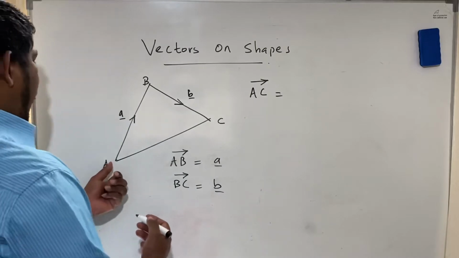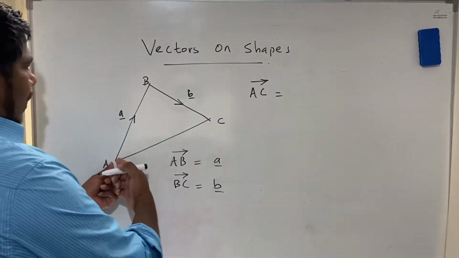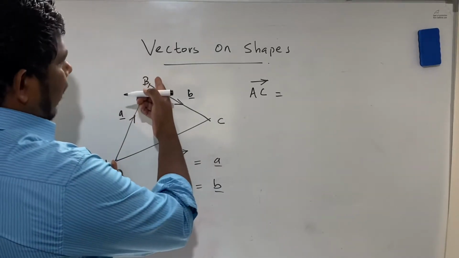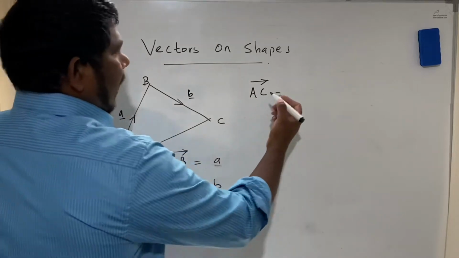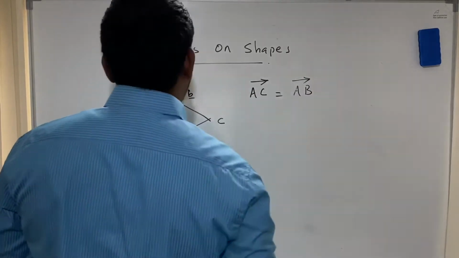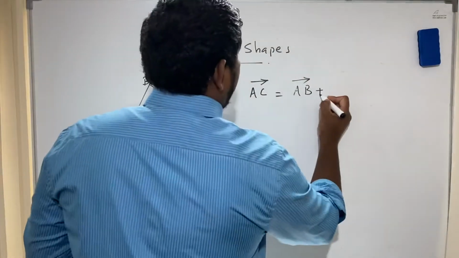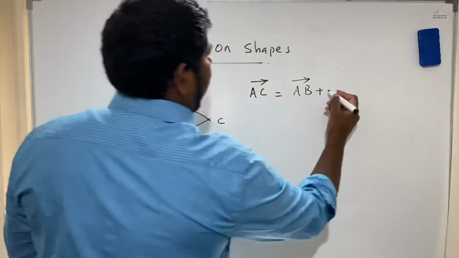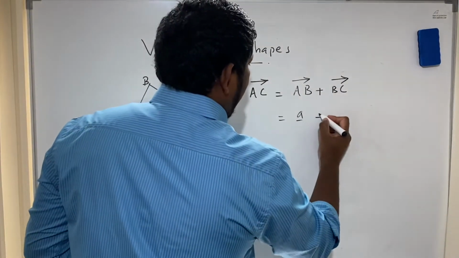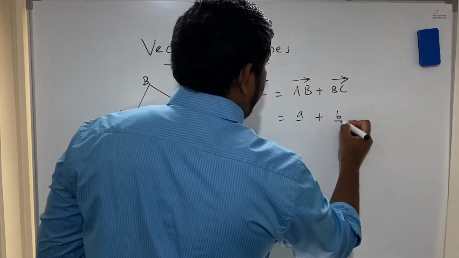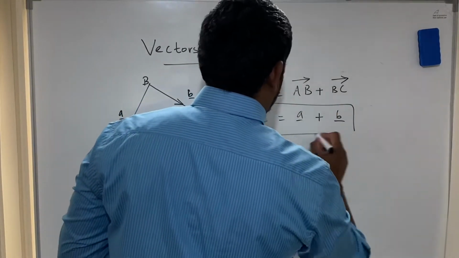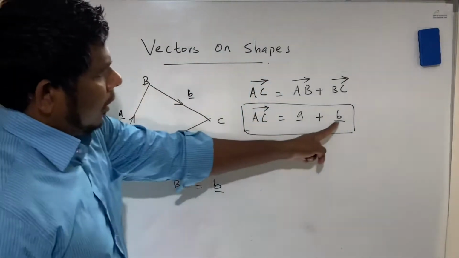So the traveling from A to C, you can travel straight away from A to C, or you can go A to B first and B to C. So vector A to C equal, first we go to vector A to B, and from the point B to C. So vector B to C. We know vector A to B is vector A, and vector B to C is vector B. So vector A to C is vector A plus B.